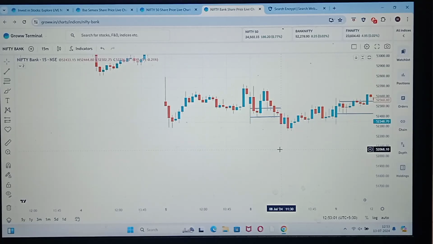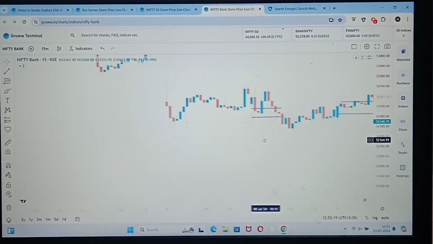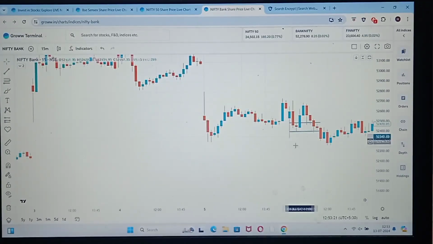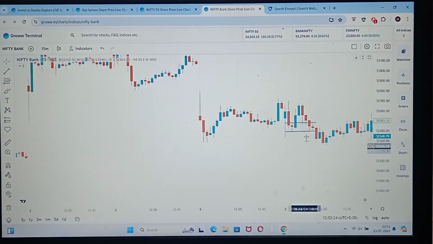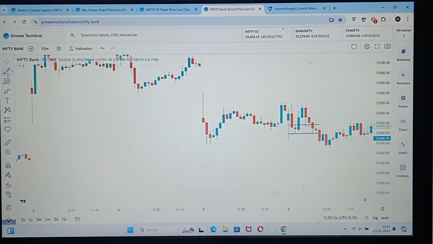Again you can see at 10:30, 11:30 you can see again in the put side you can take this trade 52,399 level, 90 points here you will get. So both side of the table you have got trade on 8th of July.